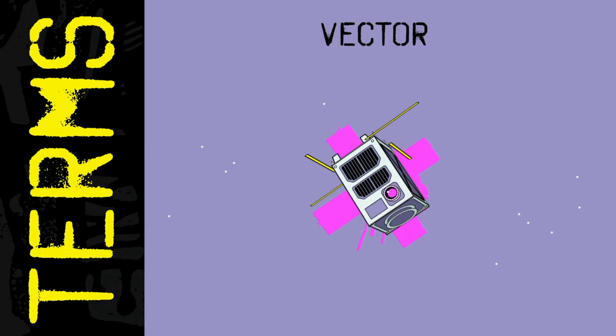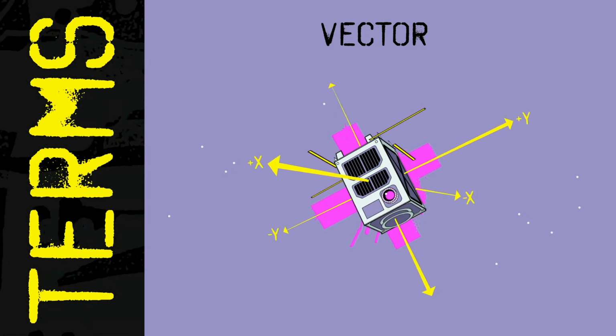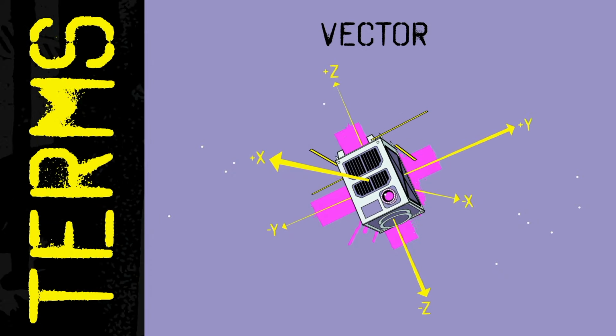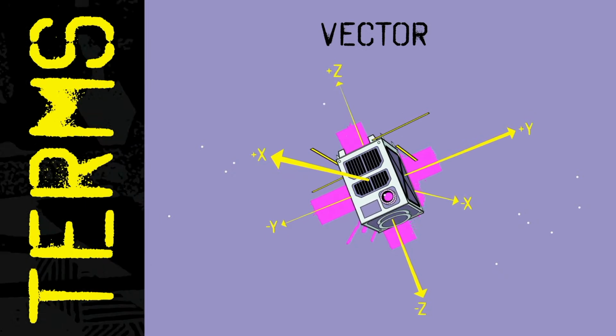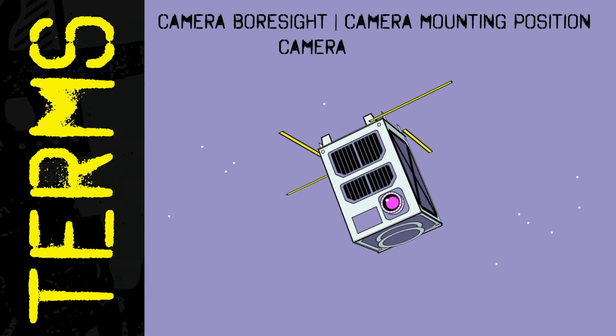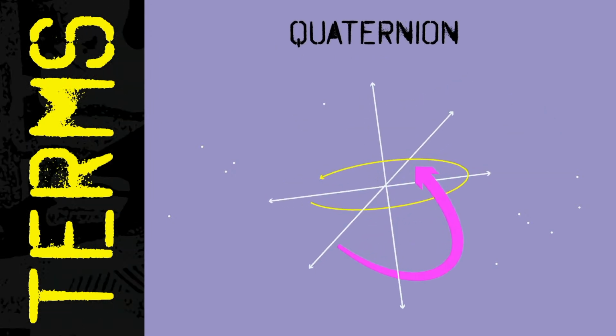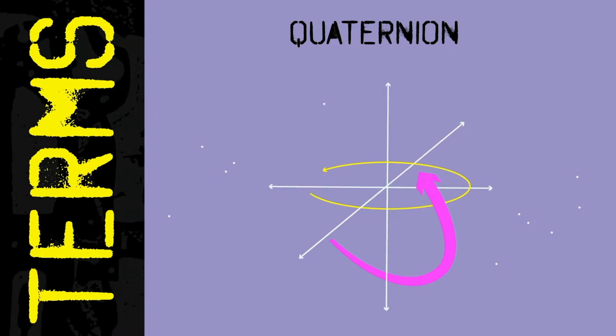Vector, a line indicating a specific direction and magnitude. A satellite will have assigned X, Y, and Z vectors associated with the body of the vehicle that can be used in a coordinate system. Camera boresight, camera mounting position, and camera body vector all describe the satellite camera and where it's pointed. Quaternion, a number system that is handy for calculating 3D rotations. Got it? Here we go.